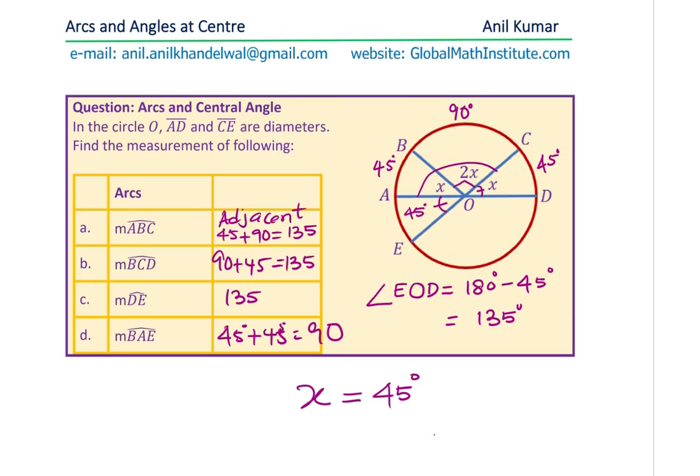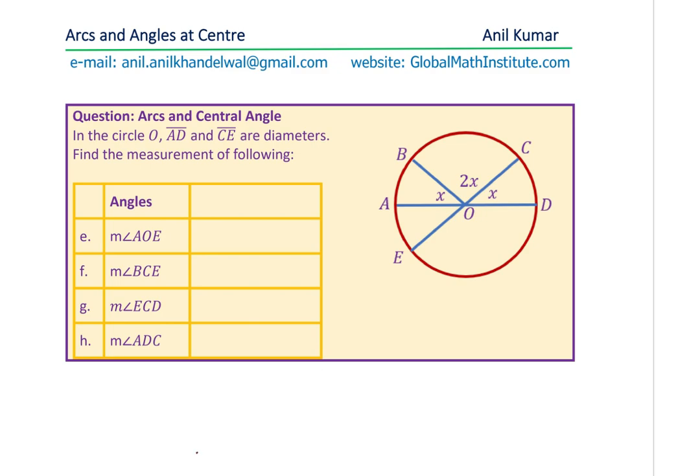Now, let us look into the angles. We have already calculated that the angle x is 45 degrees, and clearly we have 2x equals 90 degrees. So that should help you to find all the angles. Measurement of angle AOE. So AOE means this angle. This angle is equal to x, as we know, and x is 45, so that has to be 45 degrees. So we can write this as 45 degrees.